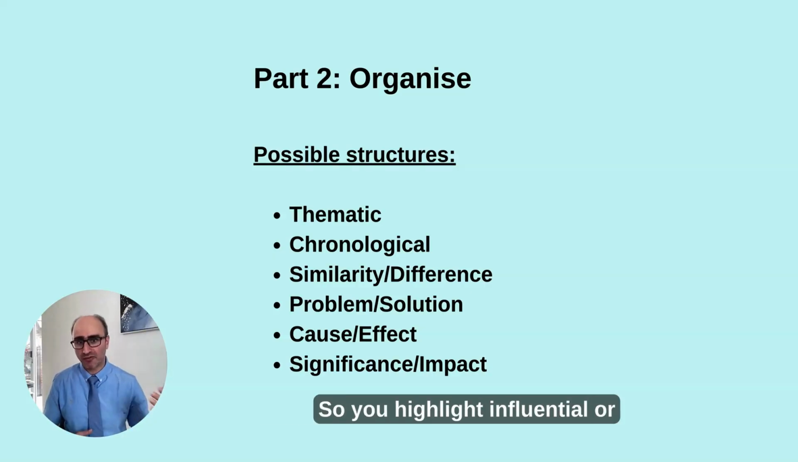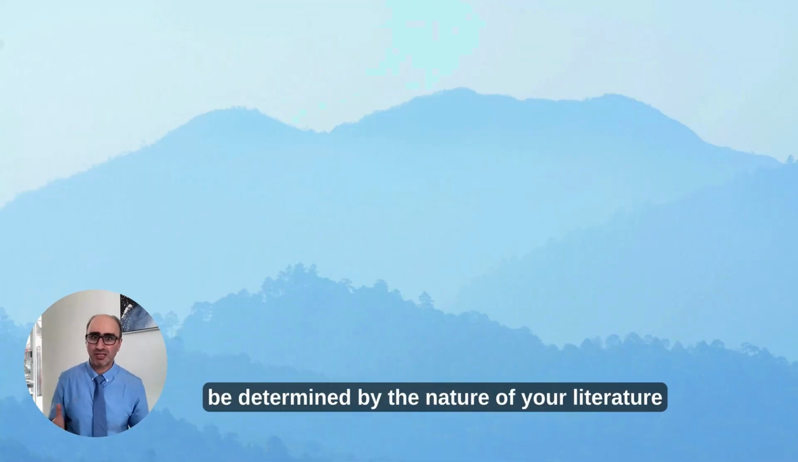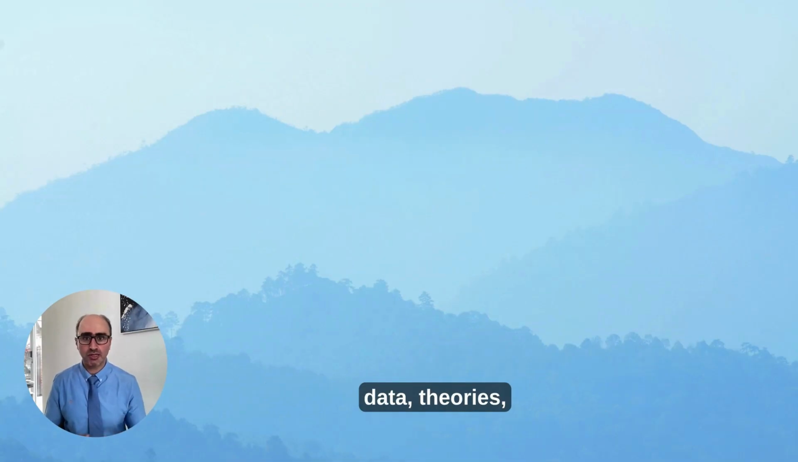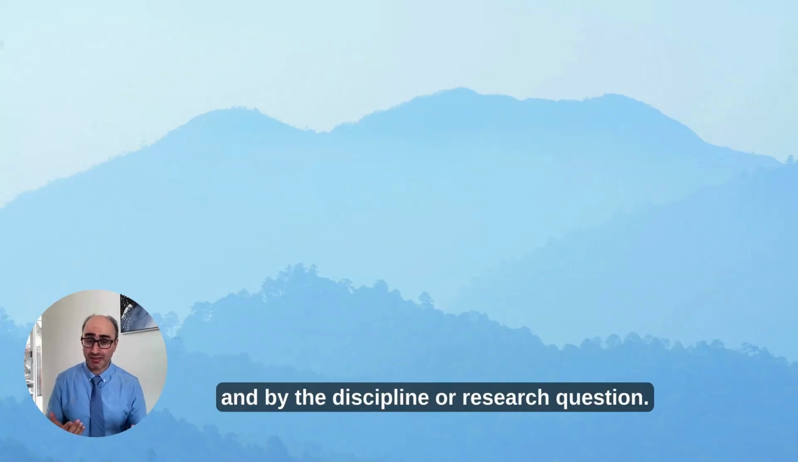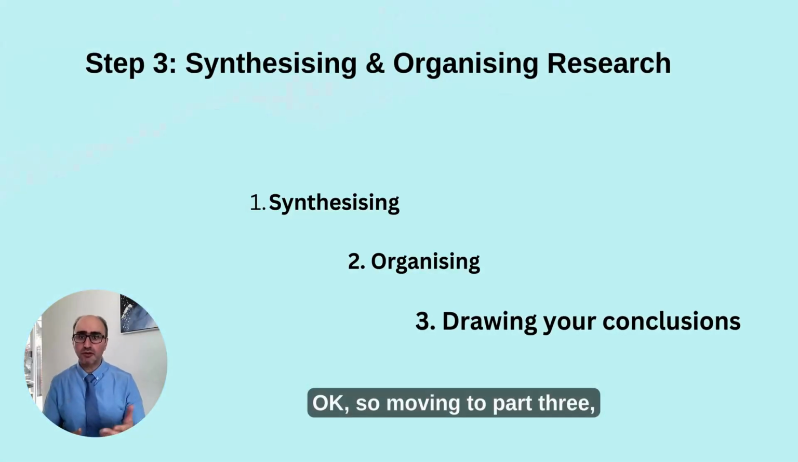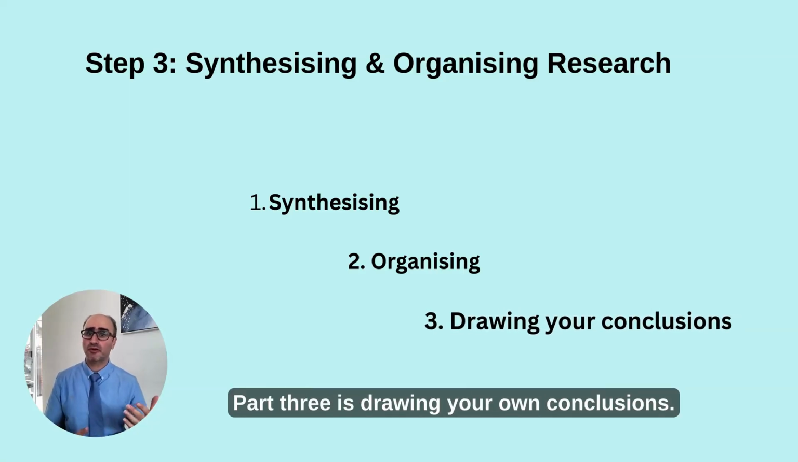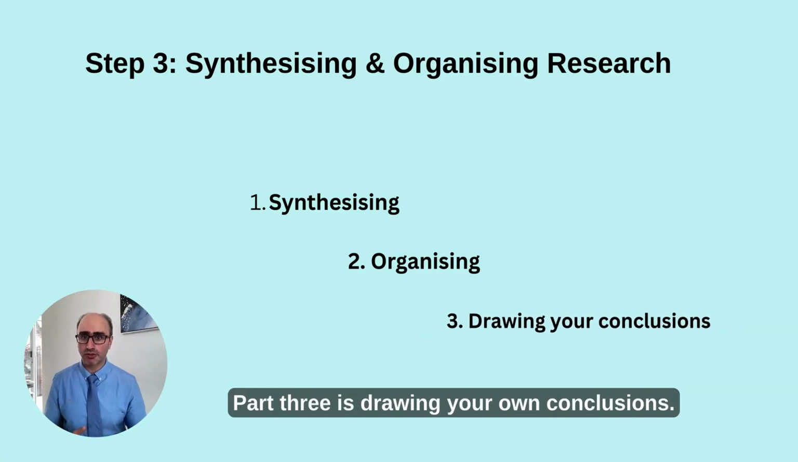So you highlight influential or key studies first. Again, this is something that can be determined by the nature of your literature review, the emerging information, data, theories, and by the discipline or research question. Moving to part 3, we're still talking about the same stage here, synthesizing and organizing. Part 3 is drawing your own conclusions.